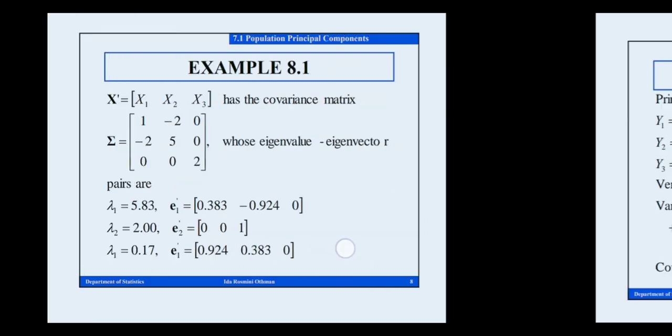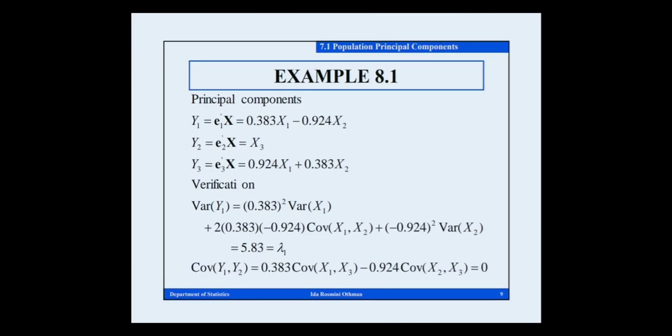Okay, so now we see how to find the principal component. So principal component pun kita akan ada 3 lah, y1, y2 and y3, because we have tadi 3 by 3, ataupun we have 3 variables. Okay, so this is the formula tadi, yi equal to ei transpose multiply x tadi, betul tak? So kita gunakan konsep yang sama.